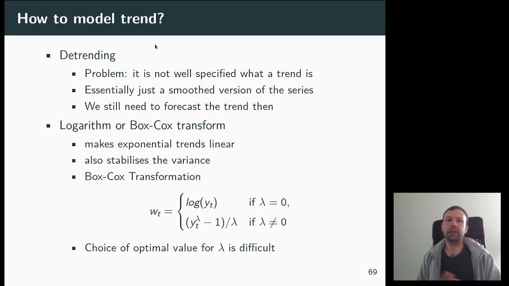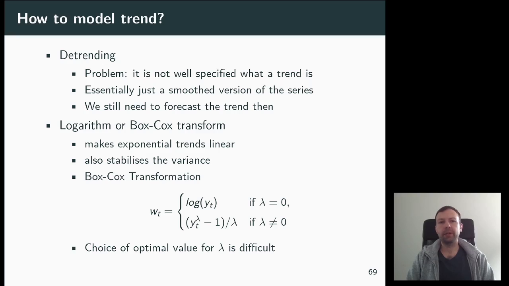Now, another non-stationarity: trend. How could you deal with trend? Well, you could obviously detrend your series, which means you fit the trend and then subtract that trend. However, there's the problem that it is not really well specified what a trend actually is. Usually it's seen as just a smoothed version of the original series. So that leaves you with the problem that you still need to forecast that trend. You're not gaining much, because you still have a non-stationary component that is now maybe smoother, but it's still there and you still need to forecast it.